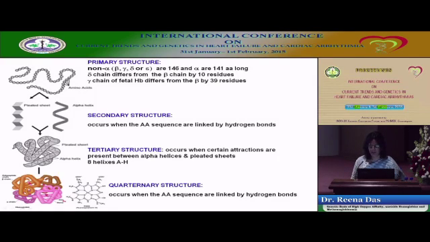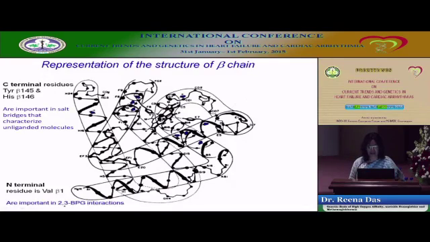The secondary structure happens when the amino acids are linked by hydrogen bonds. In the tertiary structure, there are about 8 helices from A to H, and there are the interhelical regions, and in the quaternary structure you have the heme and the protoporphyrin. At the C terminal, we have certain residues which are important in salt bridges that characterize the unliganded molecule, and at the N terminal you have the residue valine, which is important for the 2,3-diphosphoglycerate interactions.